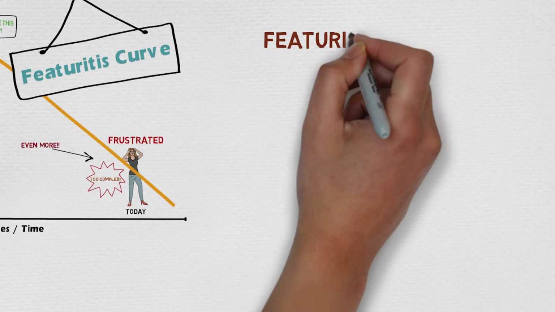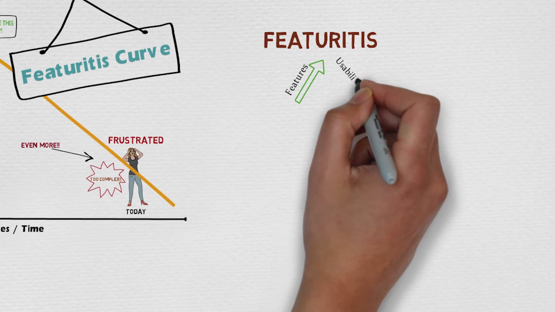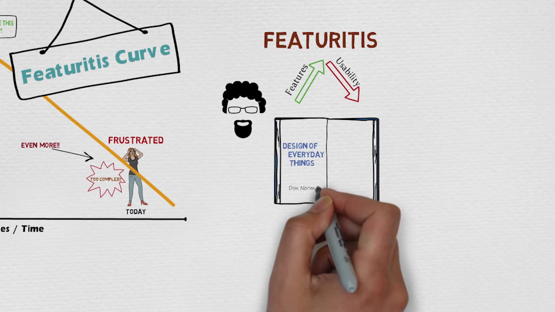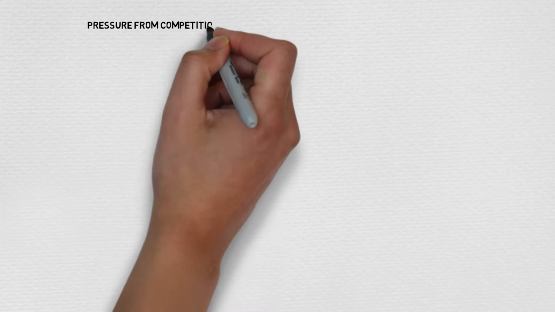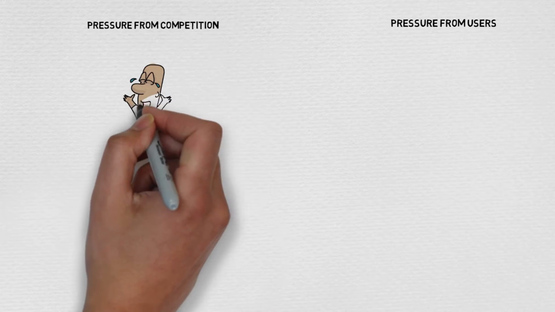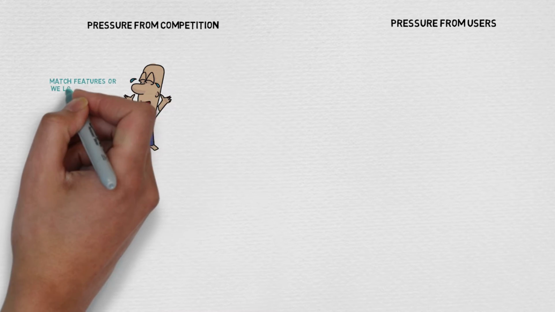Now, Featuritis happens when features are continually added to a product at the cost of usability. Don Norman talks about Featuritis in his famous book, The Design of Everyday Things, where he states the major reasons for Featuritis being pressure from your competition and pressure from your users. Let's talk about your competition. Oh no, so-and-so company added X and Y features, we better add these features too before our users abandon us. You've probably heard this from your sales team.